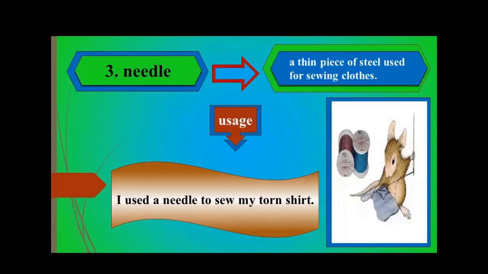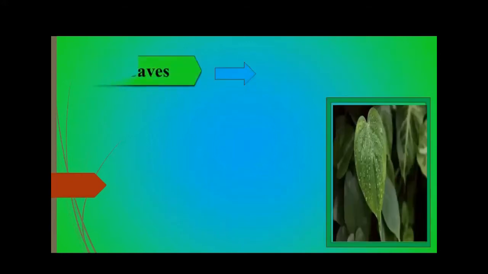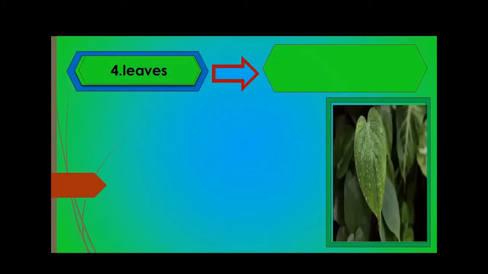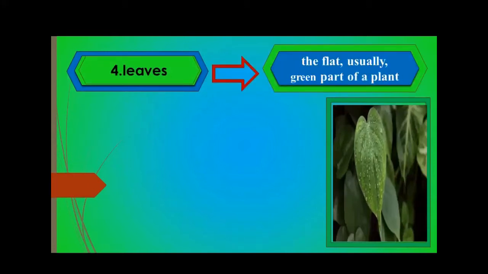Moving on to our next new word, which is leaves. The word leaves is plural. That means there are many leaves, not a single one. The singular form of the word leaves is leaf. It means there is only one leaf. So how to define the word leaves, children? The word leaves refers to the flat, usually green part of a plant.